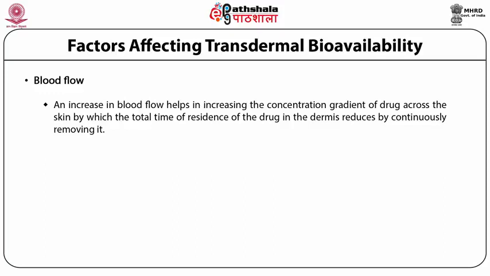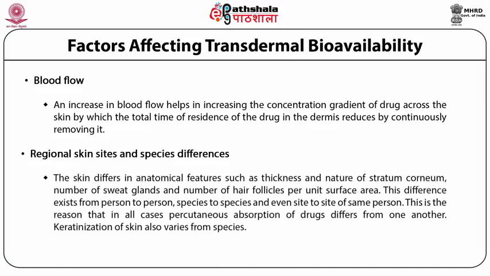The next factor is regional skin sites and the species differences. The skin differs in anatomical features such as thickness and nature of stratum corneum, number of sweat glands, and number of hair follicles per unit surface area. This difference exists from person to person, species to species, and even site to site of the same person. This is the reason that in all cases, percutaneous absorption of drugs differs from one another.